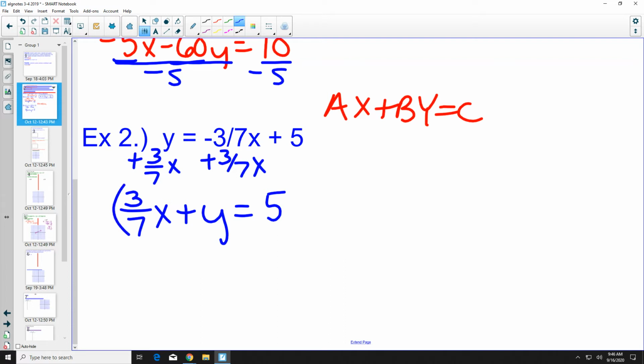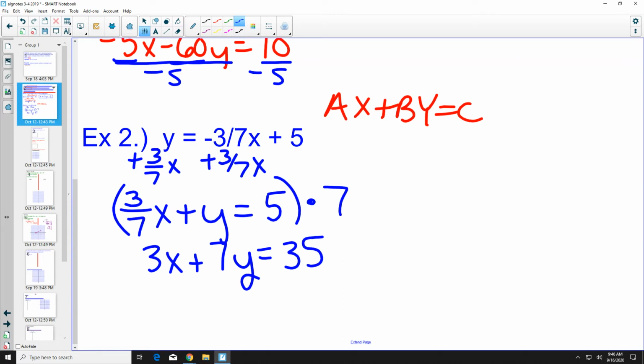Okay, I can multiply by 7, because then my 7 in the denominator will cancel with 7 and I'll have 3x. I'll also have to take the 7 times y, and the 7 times 5 to get 35. Okay, now we have our equation in standard form. This is in the form ax plus by equals c, and I do not have any fraction coefficients.